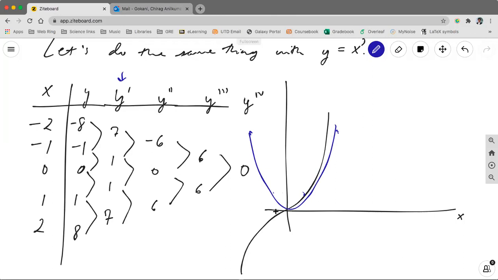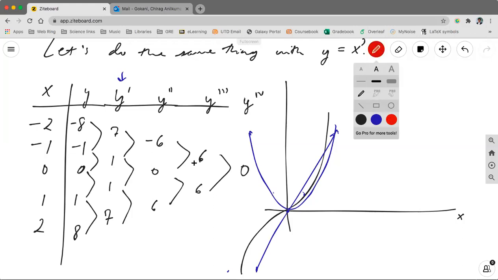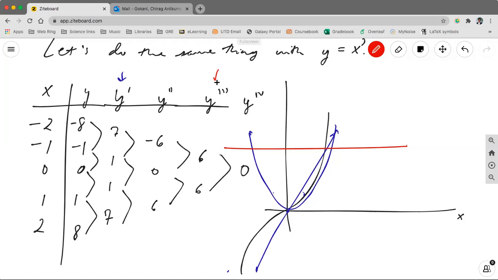Y prime, -2, -6. That's somewhere down here. Then 0, 0, so it goes through the origin. Then 2, 6. So this is clearly a line, right? I should have used a different color, sorry, people. And then the third derivative is a constant at 6, right? This is the third. And the fourth derivative is 0.